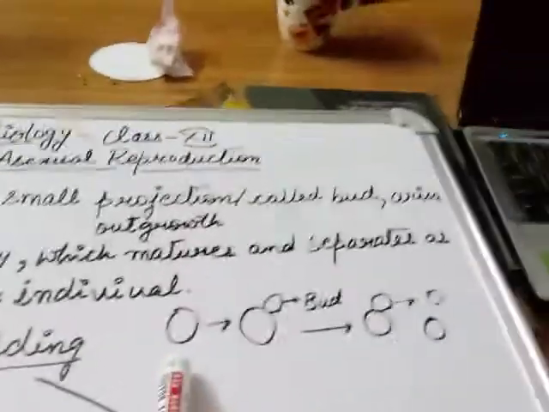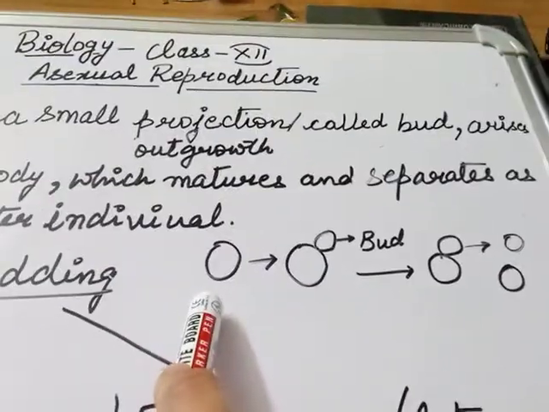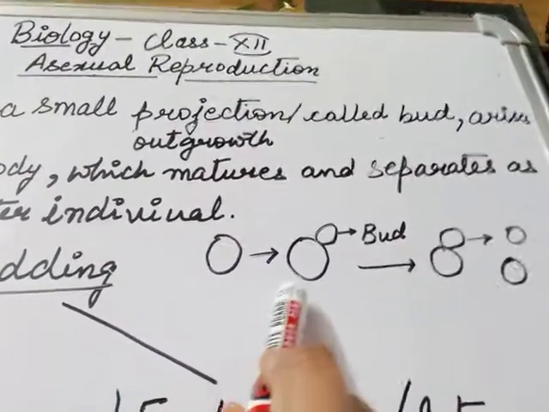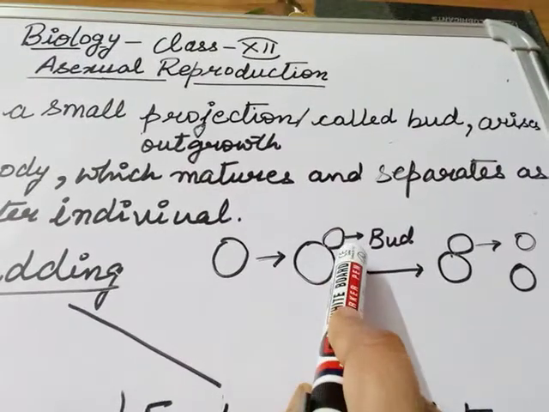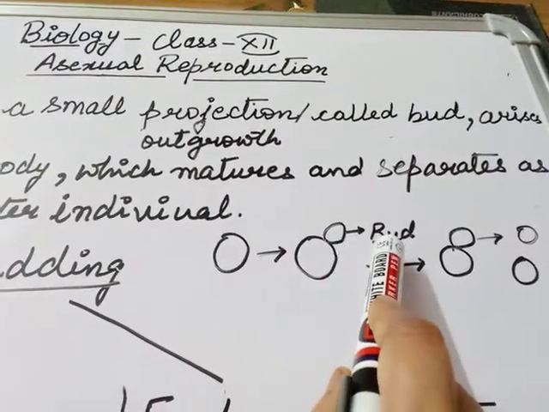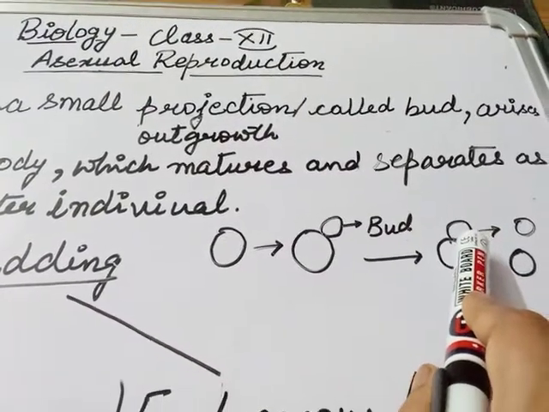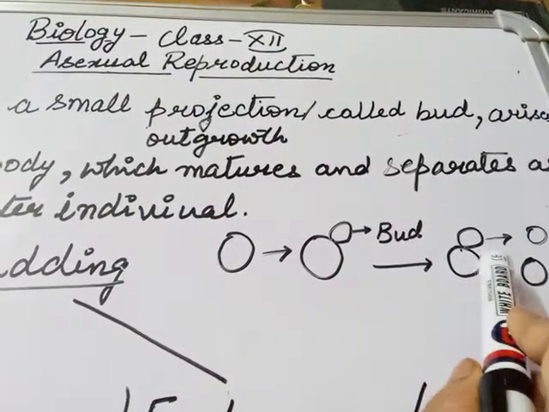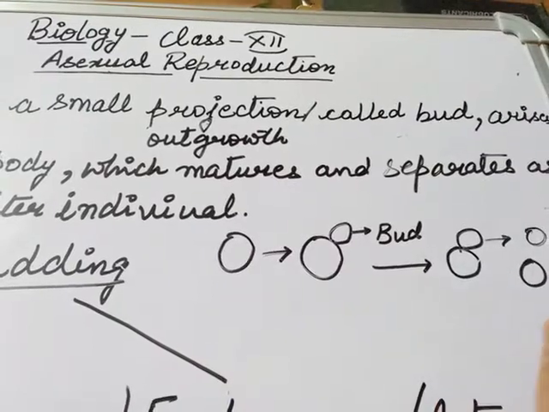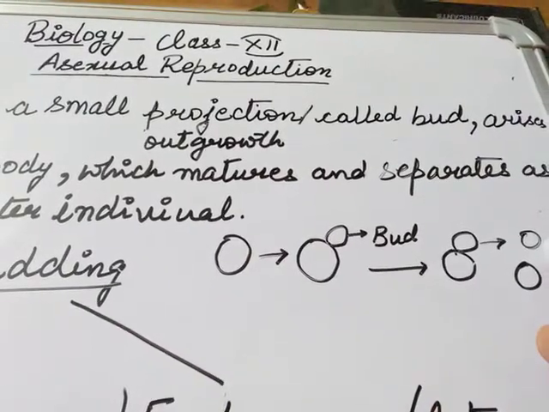Now let's see, this is a parent body. In the parent body, there is a formation of a small outgrowth or projection that is called a bud. This bud then gradually grows, matures, and separates out from the parent body and lives as an individual daughter cell.